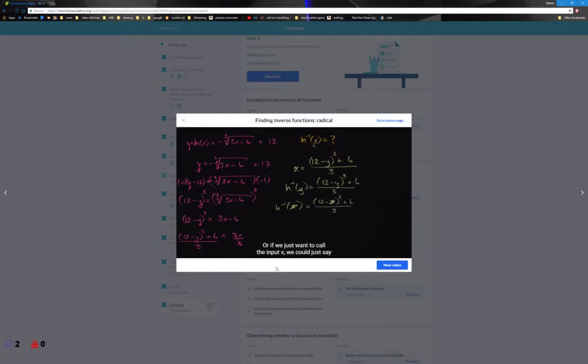Or if we just want to call the input x, we could just say h inverse of x is equal to 12 minus x to the third plus 6 over 3. Might be a little bit confusing because now, in theory, x could be considered a member of the range, and we're mapping back to a member of the domain. But either way, we can call the input to a function practically anything. But there you have it. That is our inverse function that essentially unwinds what our original function does.